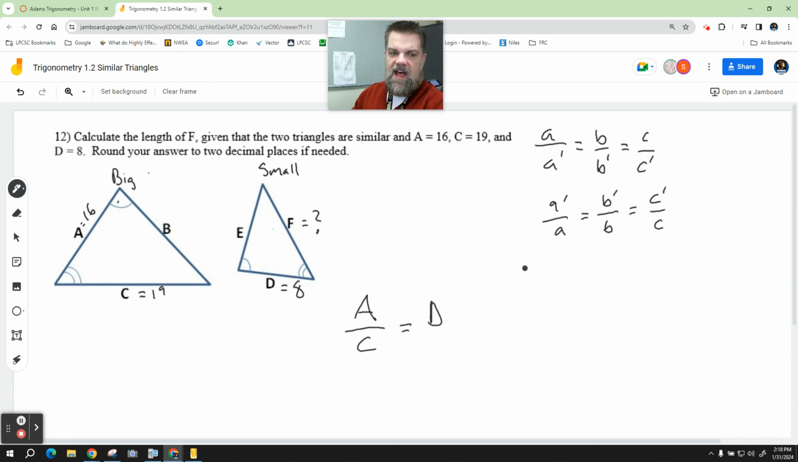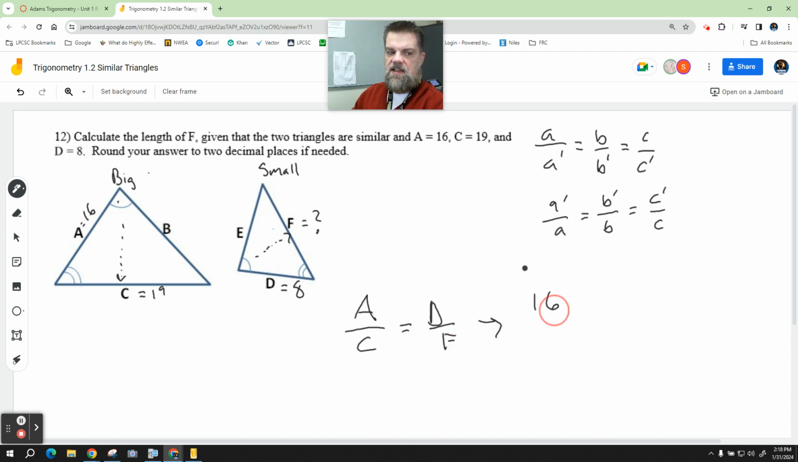And then F is right across from the one arc. You see that? So if I go over here, F corresponds with C because C is across from the one arc and F is across from the one arc. So that's F. So now once I have that stuff, I just plug in the numbers.